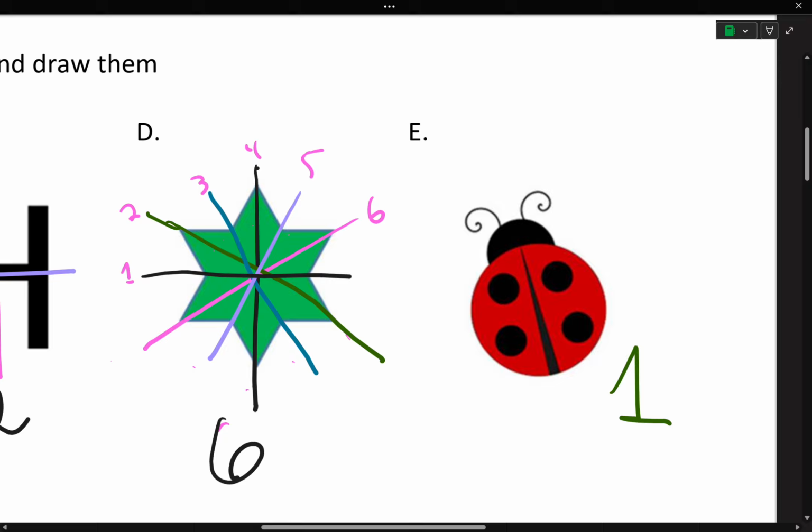What about this? Oh, pretend you don't see the 1, but this ladybug can only be cut in half once. I forgot to delete it after making notes.